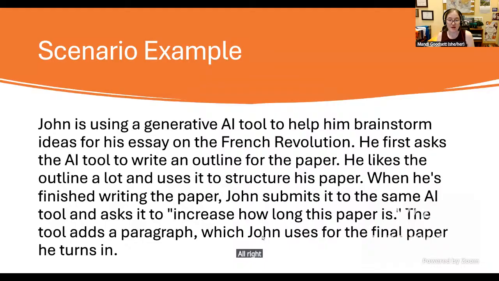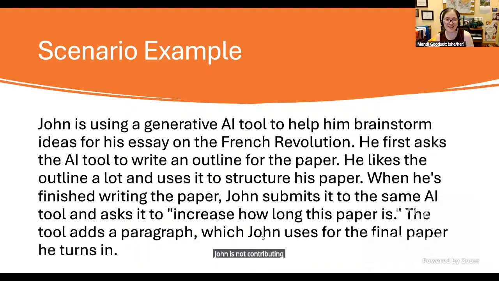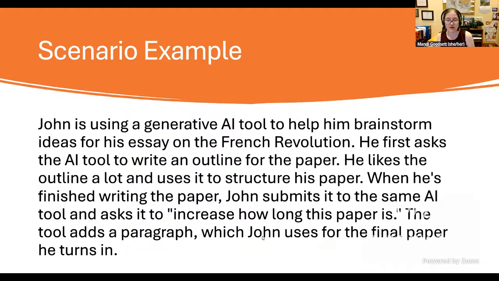Someone asked if he read the paragraph or not before just adding it. Asking to elongate the paper, not expand on something specific. So maybe John is not contributing a lot of creative thought to this. The outline might be okay to structure his own writing, but then turning in the paragraph fully written by AI is not appropriate. Okay, and people are agreeing with that. Someone is asking, did he submit how he used AI in his paper? So was he transparent? Did he acknowledge his use?